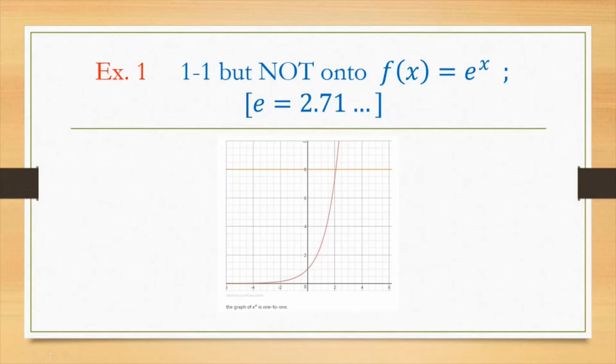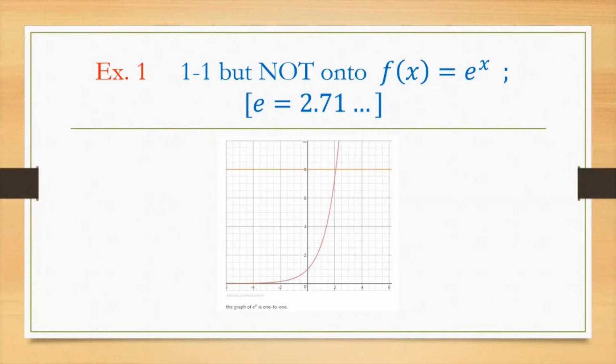Suppose we consider a line passing through 2 on the y-axis, parallel to the x-axis. Then it cuts the curve exactly once. If we take a line at -2, it will not cut the curve. So if we take any line parallel to the x-axis, then either it does not cut, or if it cuts, then it cuts at exactly one point.